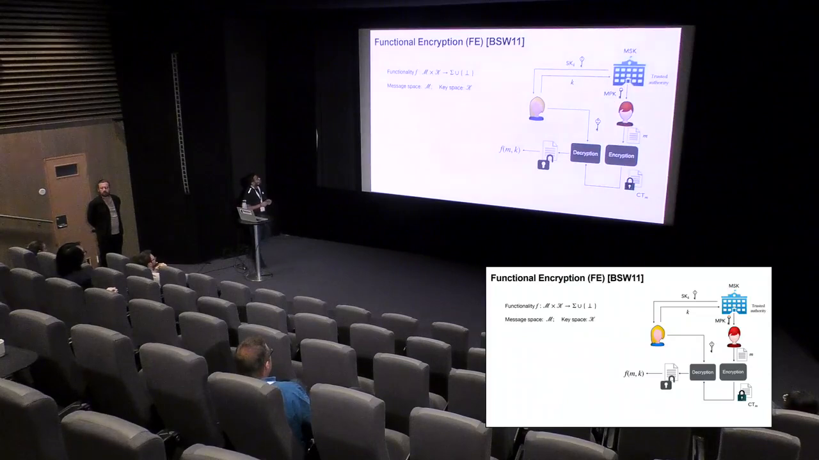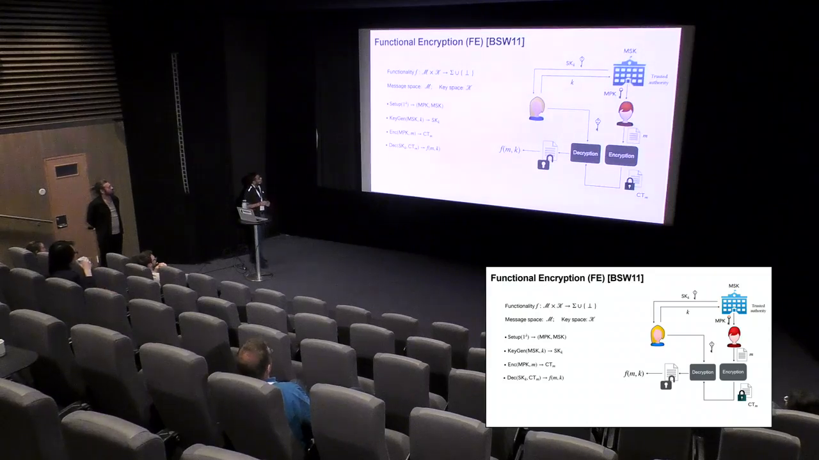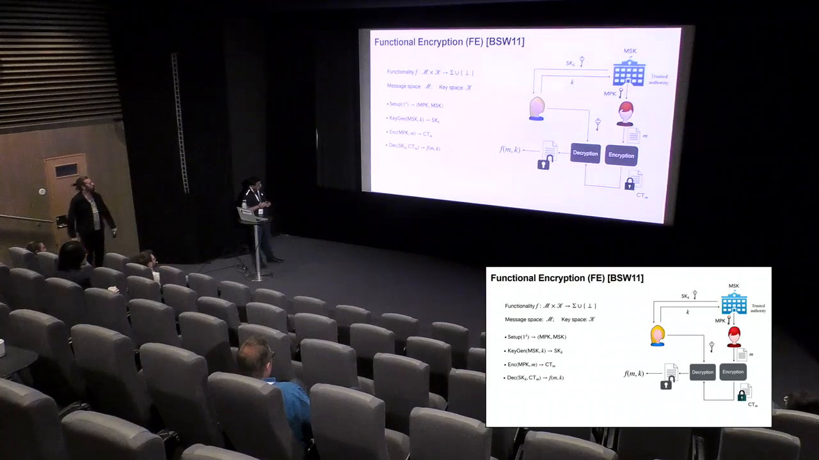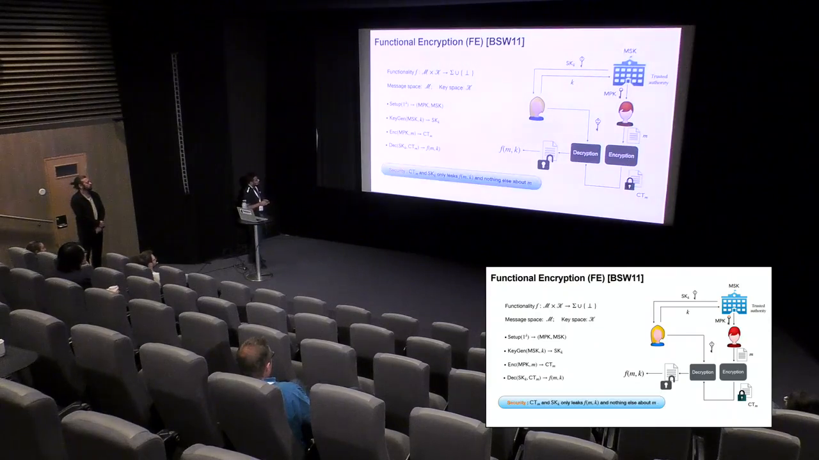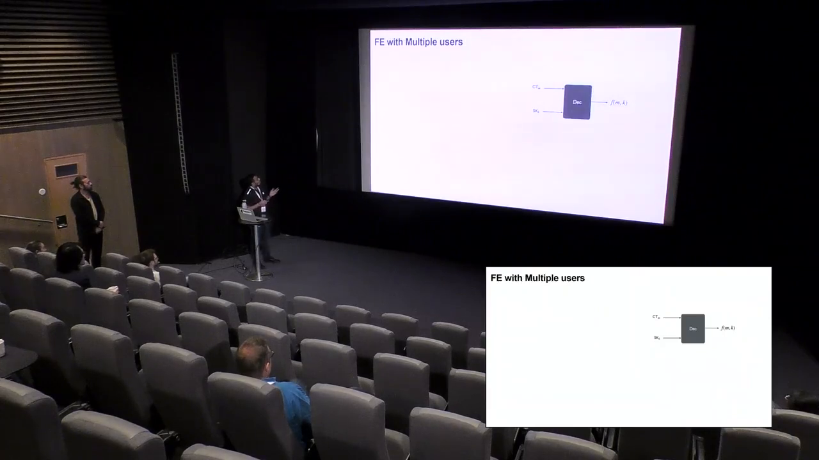Functional encryption was introduced by Boneh et al., where a trusted authority generates a master public key and master secret key. In the key generation phase, secret keys are generated corresponding to a key component K, and ciphertexts are generated for a message M. In the decryption phase, it outputs the functional value f of M and K. The security ensures that no information about the message M is revealed beyond the functional value f of M and K.